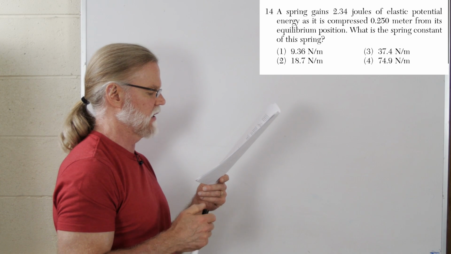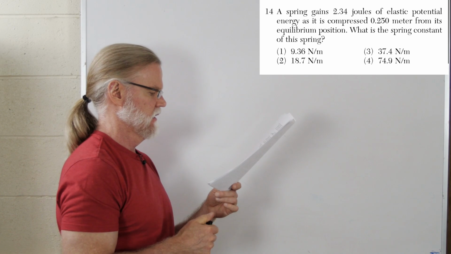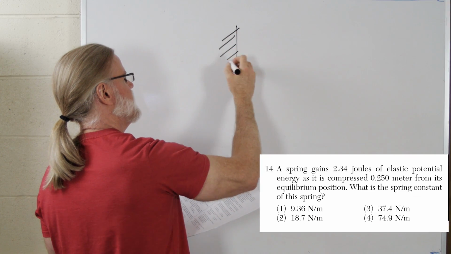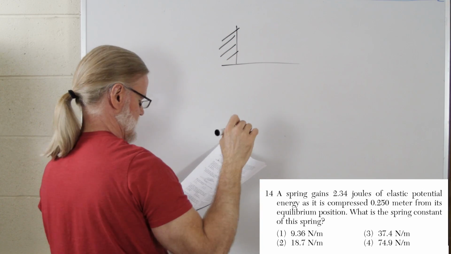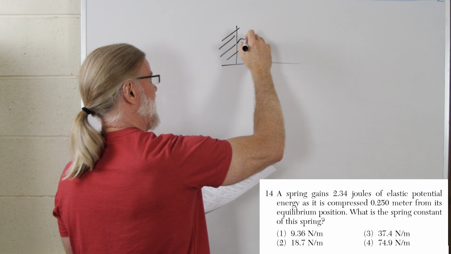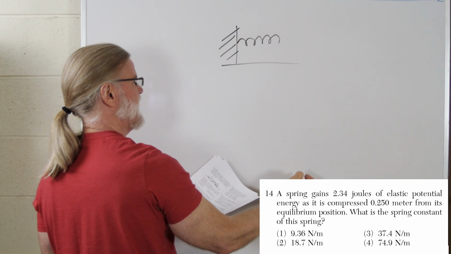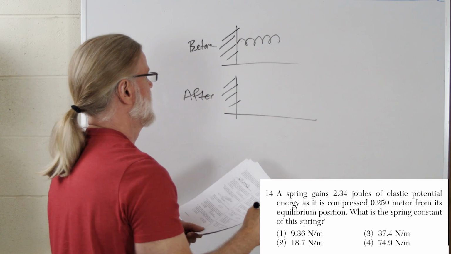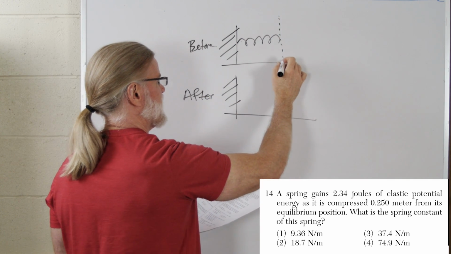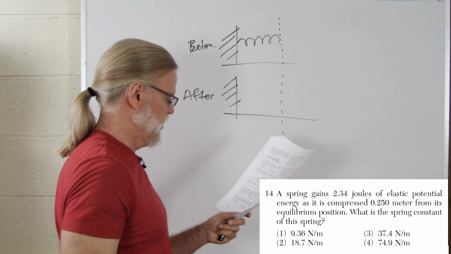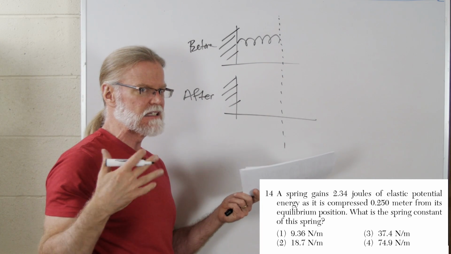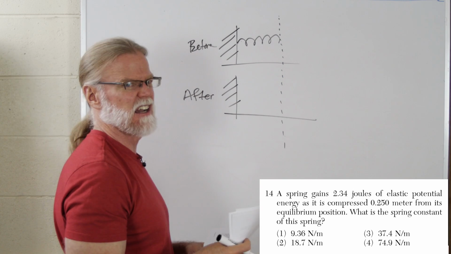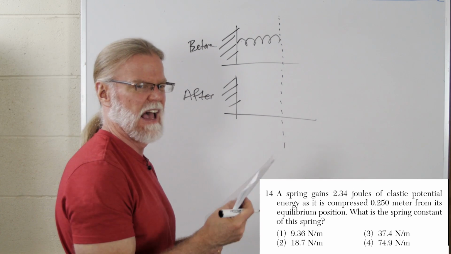A spring gains 2.34 joules of elastic potential energy as it is compressed 0.250 meters from its equilibrium position. What is the spring constant of the spring? All right, we got a spring. I'm going to put it on a wall. Here's our before picture, and here's our after picture. Let's give ourselves a point of reference. There it was before, completely relaxed, just enjoying Father's Day, outside enjoying the sun.